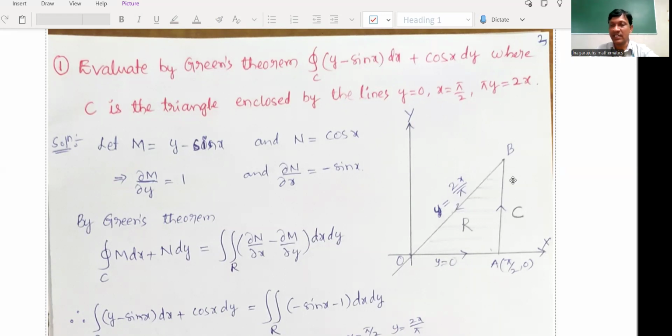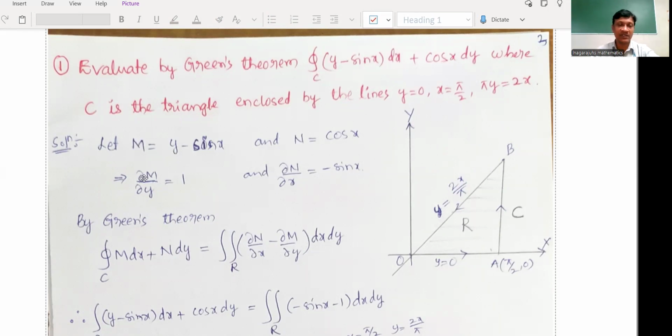So we have to find this area R. So this R is bounded by the closed curves OA, AB, BO. Okay. So by Green's theorem, we have this condition. Integral over the closed curve C of M dx plus N dy is equal to the double integral over the region R of dou N by dou x minus dou M by dou y dx dy. So the given integral is of the form M dx plus N dy. So let M is equal to y minus sin x, N is equal to cos x.